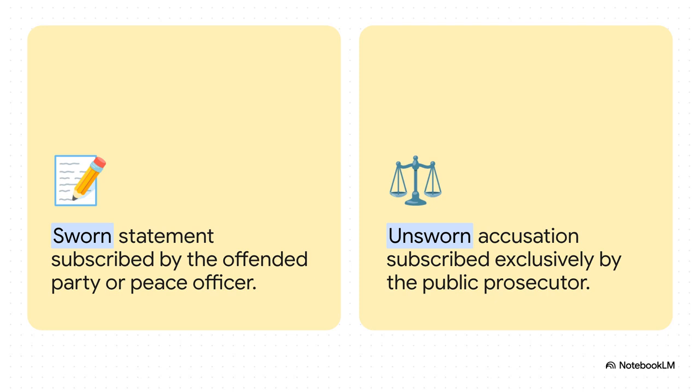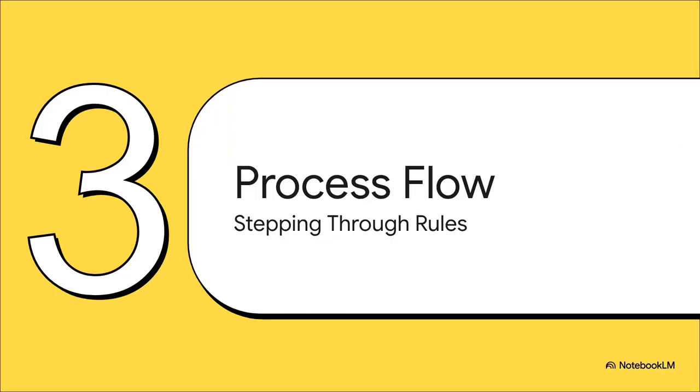There is a really stark contrast here that you need to catch. A complaint is sworn under oath by victims or police, right? But an information is an unsworn written accusation subscribed exclusively by the public prosecutor. You might be wondering, why doesn't the information need an oath? Well, it's because the public prosecutor is already acting under the oath of their office. That little distinction right there is a classic exam question, by the way, so definitely keep that in your back pocket. Okay, Part 3, Process Flow, Stepping Through the Rules.